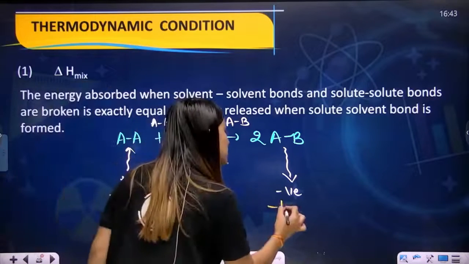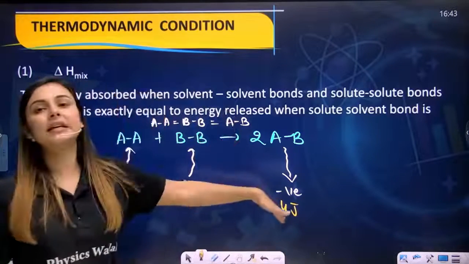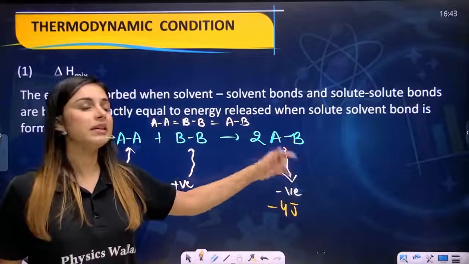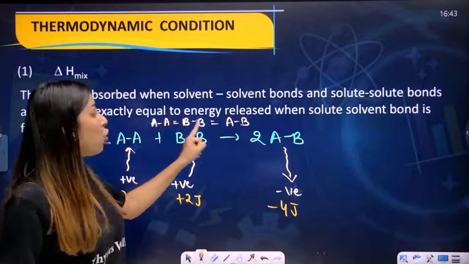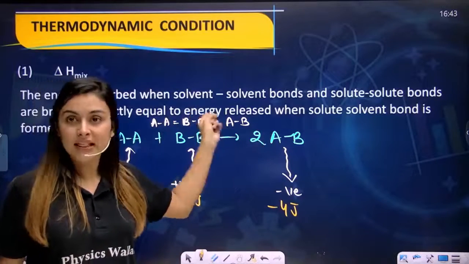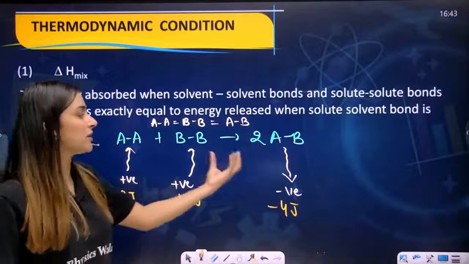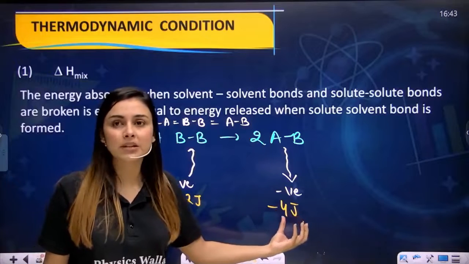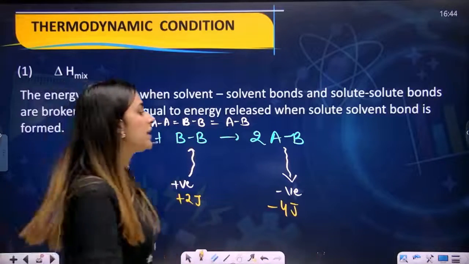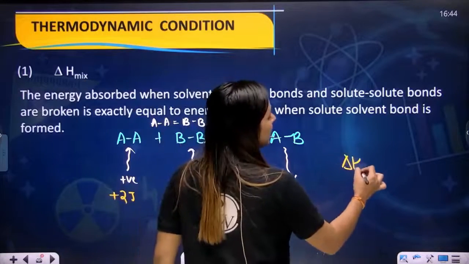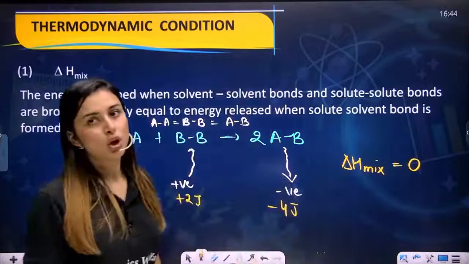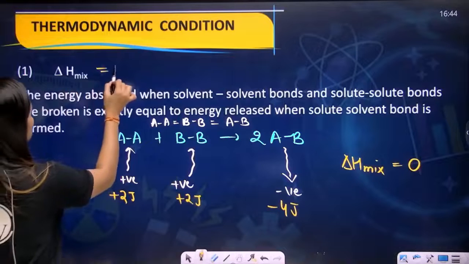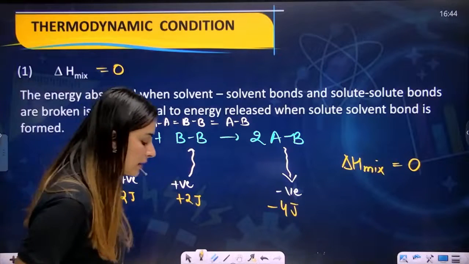Then, minus 4 joules of energy will be released when 2 AB interactions will be formed. Why? Because all the interactions were similar, and that is the reason that however much energy was absorbed, equal energy was released. So if you see, overall delta H of mixing will be equal to 0. So overall delta H mixing came out to be 0 for an ideal solution.